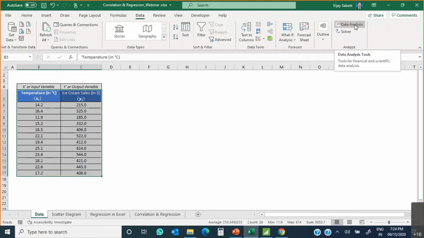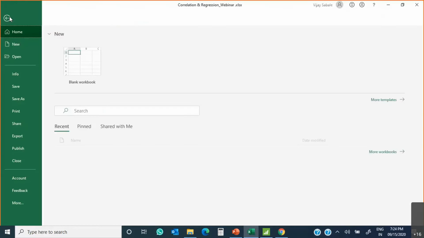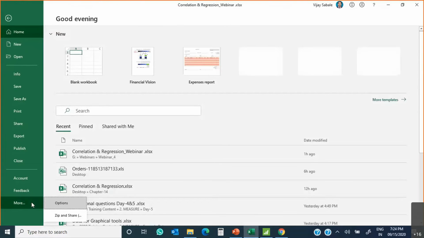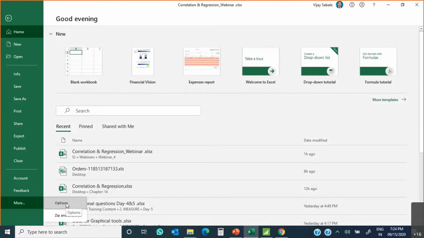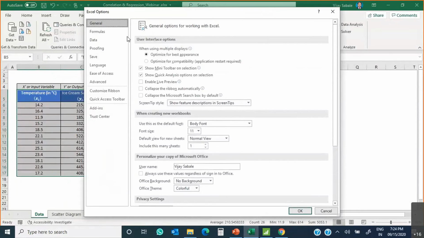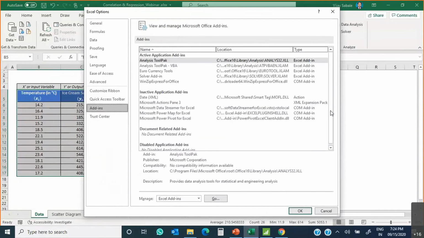If the data analysis option is not available in Excel, how do you enable it? For that, there is a very simple procedure. You have to go to File, then More, then Options. There will be the option Add-ins, and in Add-ins you can see there is an Analysis ToolPak, right? Select the Analysis ToolPak and click Go. As you select Go, this Analysis ToolPak will be added here.